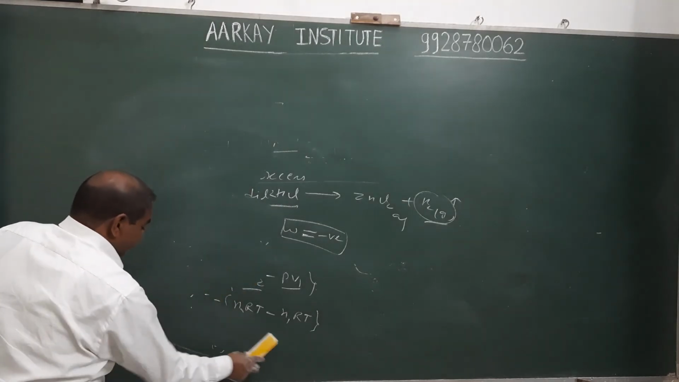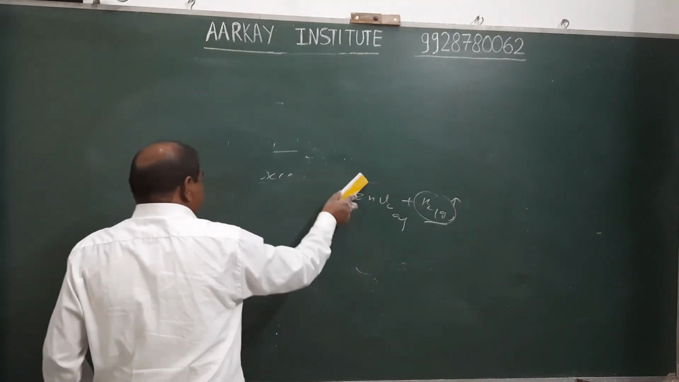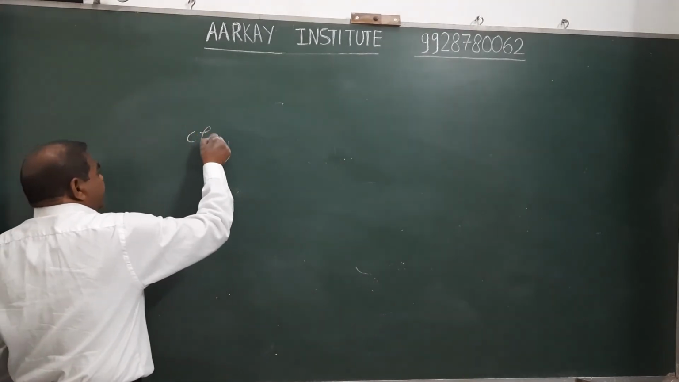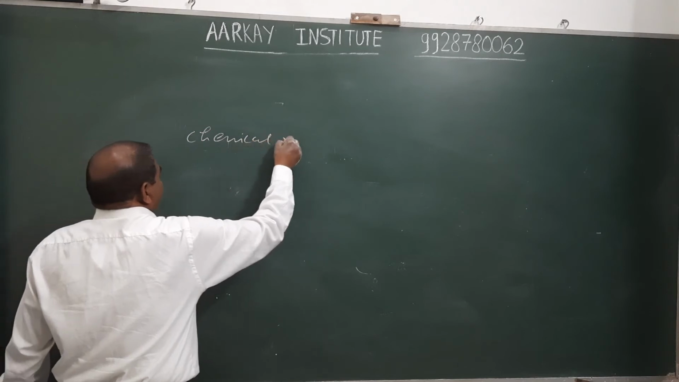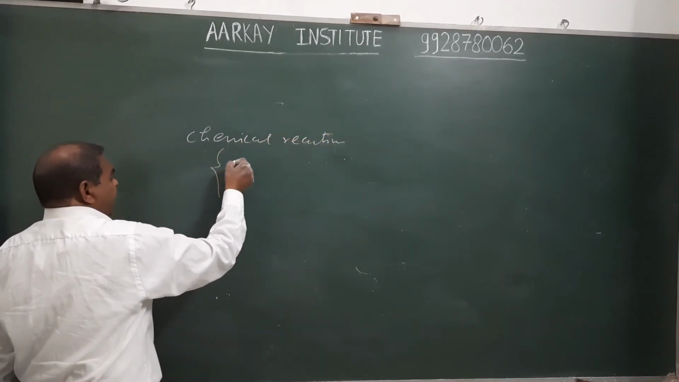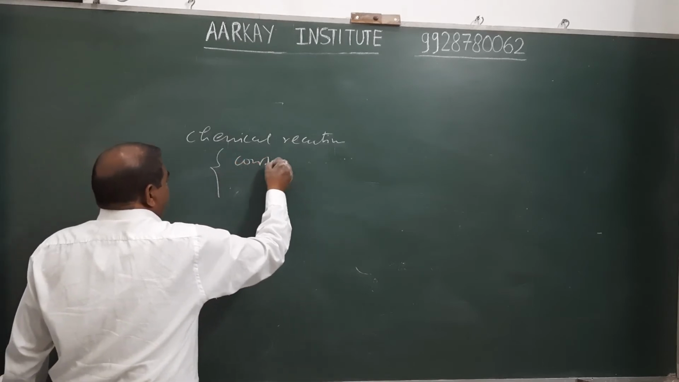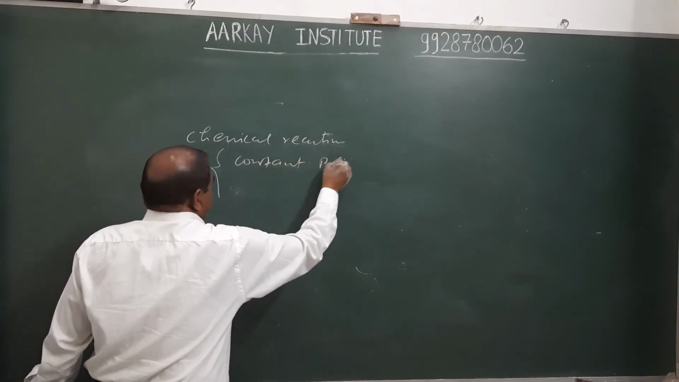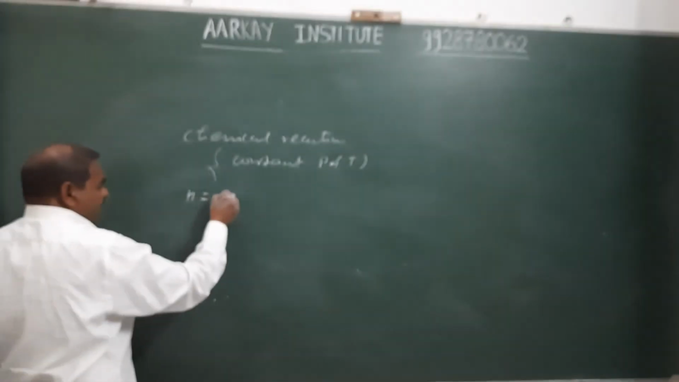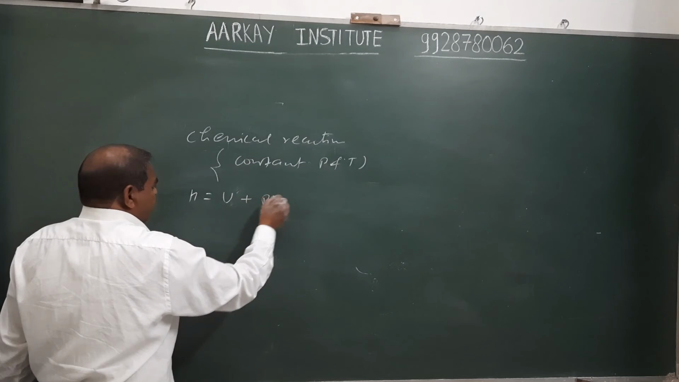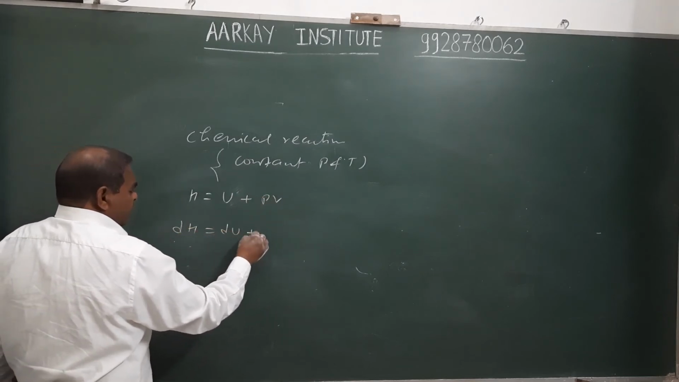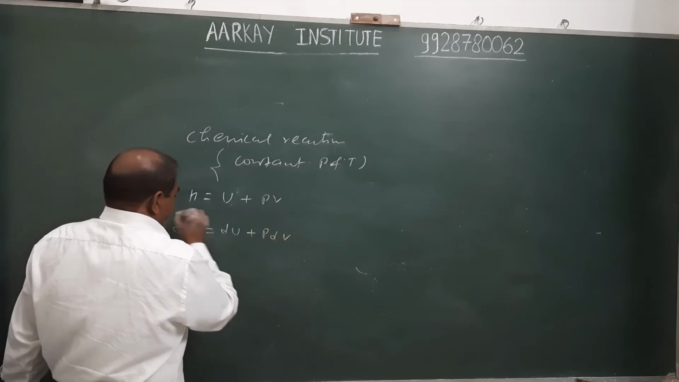We find change in enthalpy in chemical reactions. Most of the chemical reactions occur at constant P and T. Therefore, the formula of enthalpy equals internal energy plus PV. This equation is written in this formula: change in enthalpy equals change in internal energy plus P and change in volume.